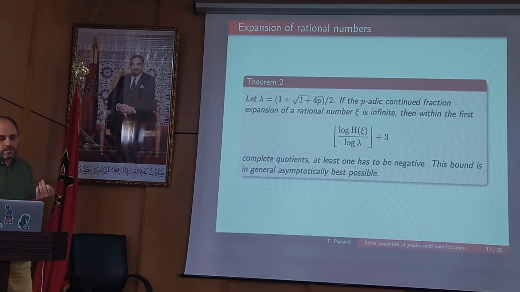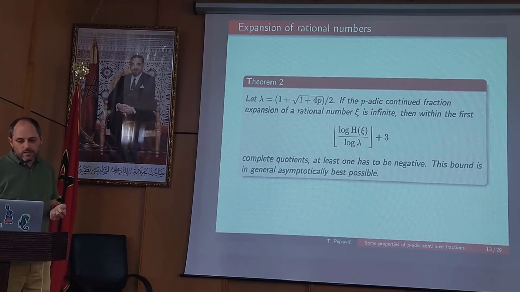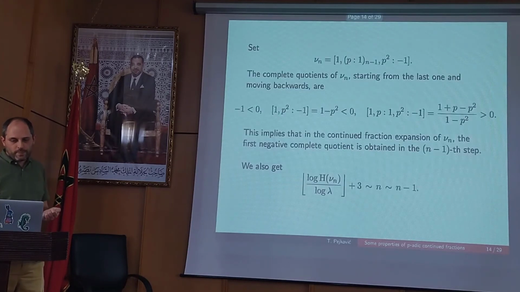If so, we take lambda to be some constant depending on the prime number p. And if the p-adic continued fraction expansion of a rational number psi is infinite, then within this many complete quotients, we have to have at least one which is negative. And this bound is in general asymptotically best possible, as shown in the next example.